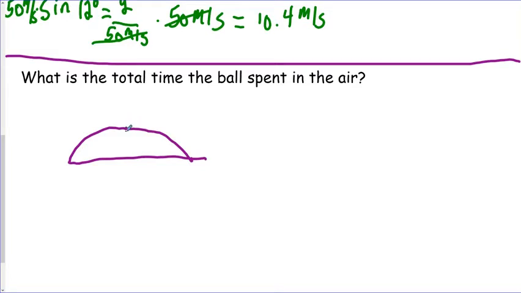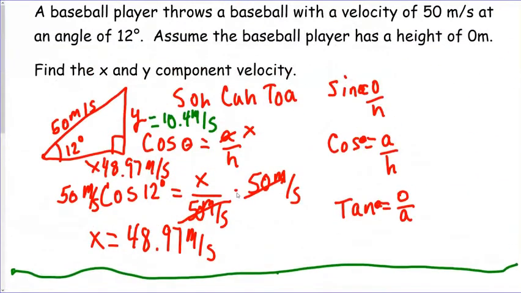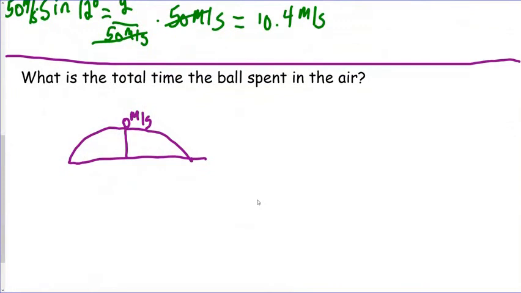Here at the center of the arc, right here, the ball is traveling upward at 0 meters per second. That's its velocity. It's thrown up with some y component. Well, we know that number. We calculated it. It's 10.4 meters per second. So we know that this y component is 10.4 meters per second.